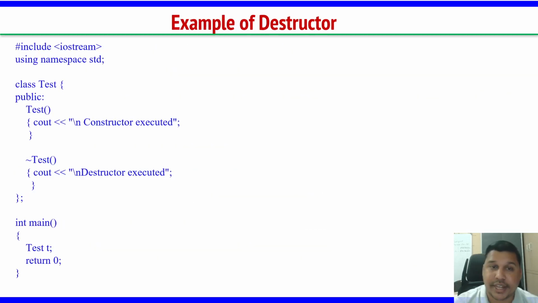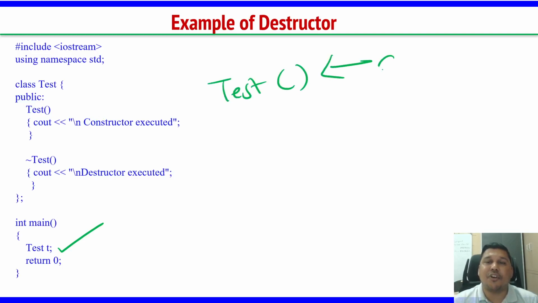Next, let's see a simple, dummy example of a destructor. I have a class Test. For that Test class, I am creating an object T. When you create an object T, immediately the default constructor will be executed. What is the default constructor? It is Test. See, this is a default constructor because it has no arguments. This will be executed.